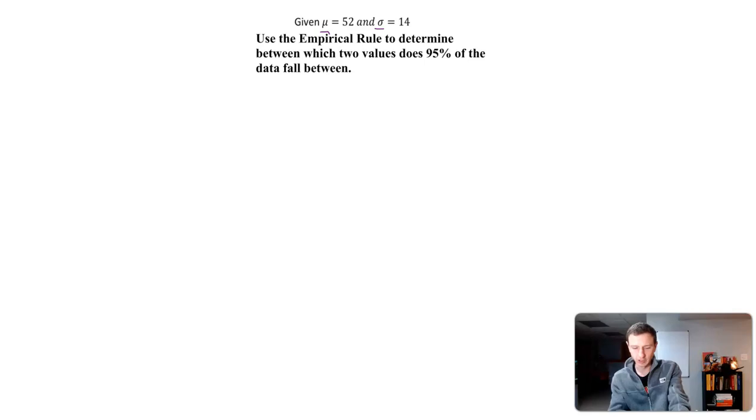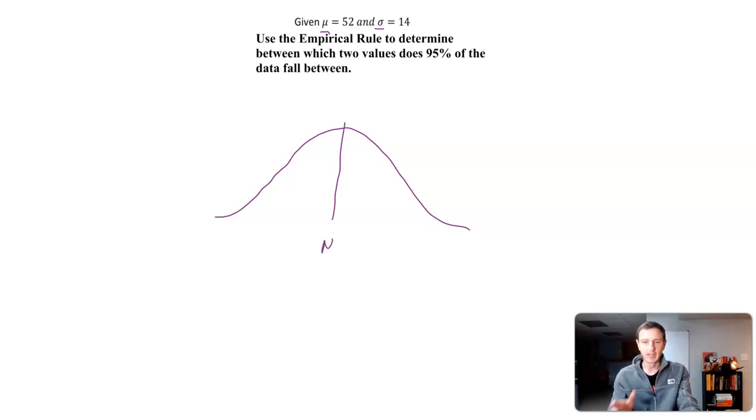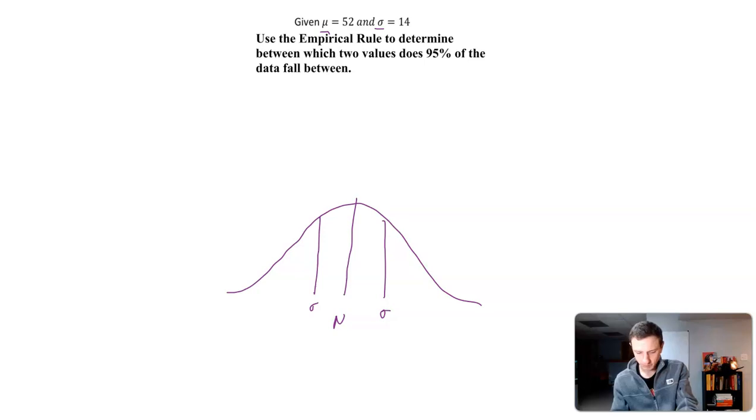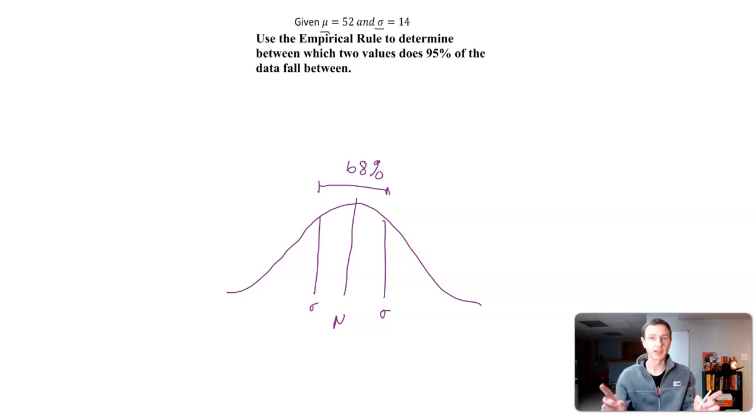Let's just draw out the curve here. If we have the normal distribution, that means the mean falls in the middle. Then what the empirical rule says is that if we go one standard deviation below and one standard deviation above the mean, 68% of the data fall between one standard deviation above and below the mean. So the mean's right in the middle, and 68% of the data is going to fall between one standard deviation above and below.